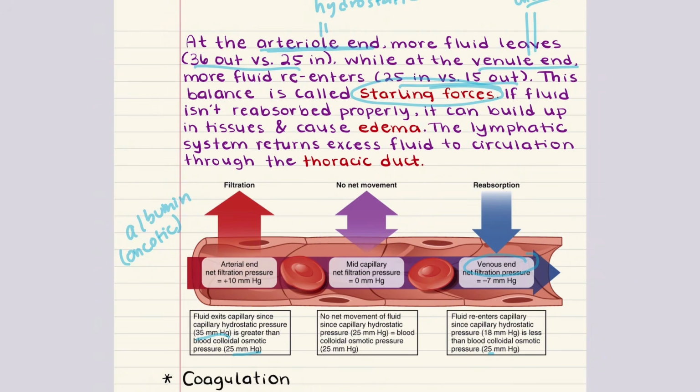If this process didn't work properly, like if too much fluid stays in the tissue, you can end up with swelling or edema. That's where the lymphatic system really comes in. It's going to pick up the extra fluid and it's going to return it to circulation through vessels that eventually drain into the thoracic duct.